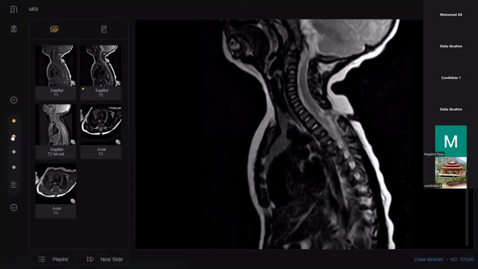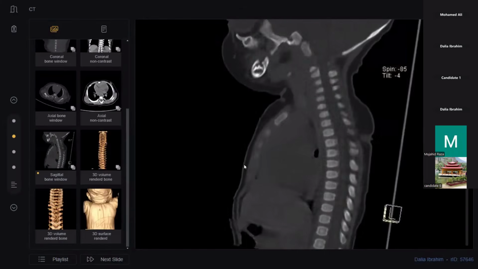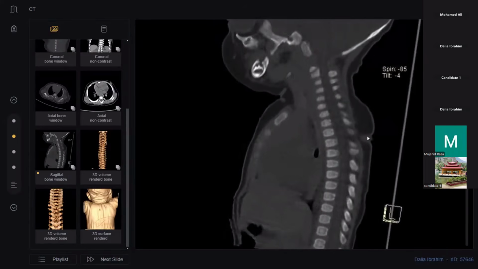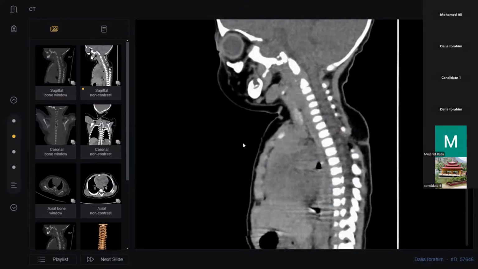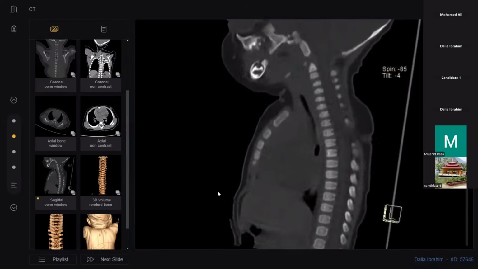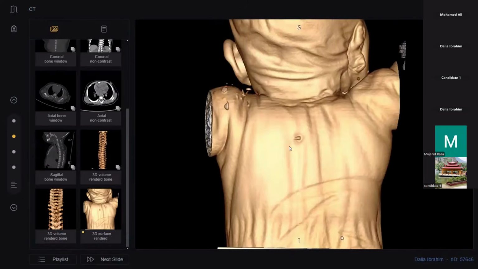This girl also had a CT scan. Can you see this? Here we can see the skin tag with underlying fibrous tissue, or maybe a short sinus tract, and the spinal dysraphism and the spinal cord here. This is a clear spinal dysraphism, and this is the skin tag in the surface rendering images.